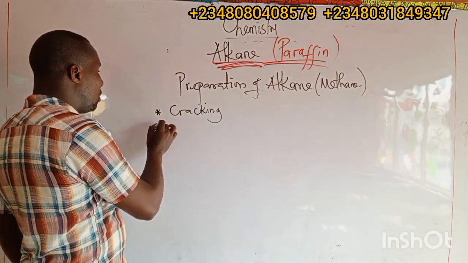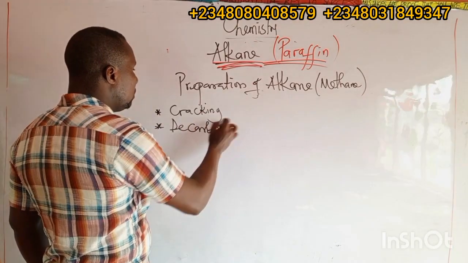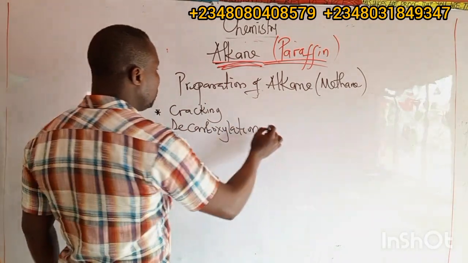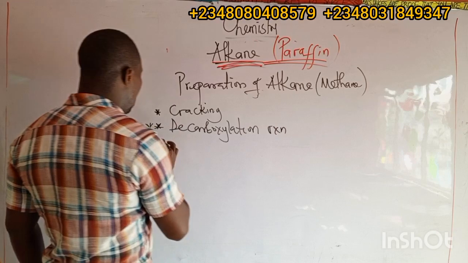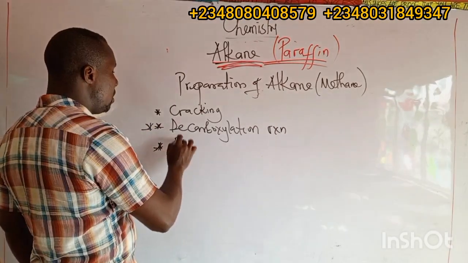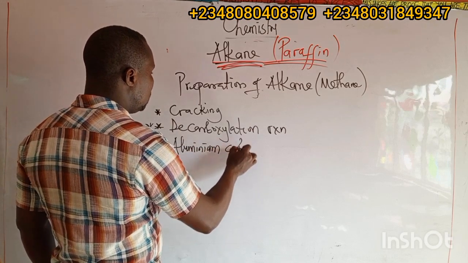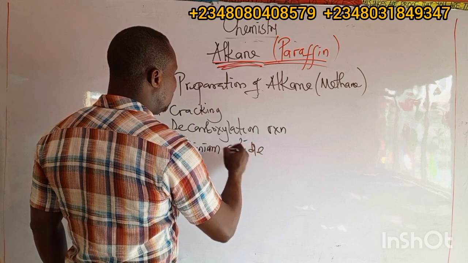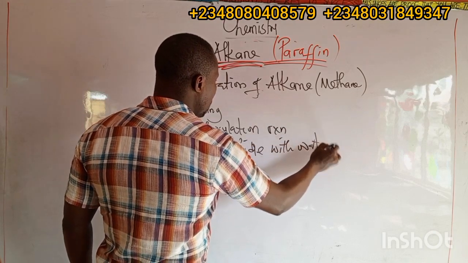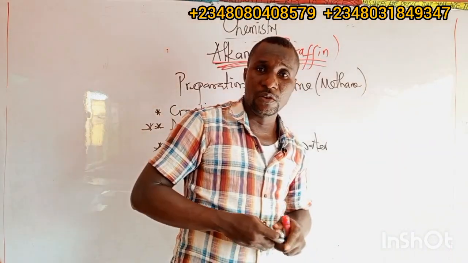We have to look at the decarboxylation reaction, which is very important. This one is very important. Then we have to look at the reaction between aluminium carbide and water. These are what your scheme of work asks you to know according to JAM.